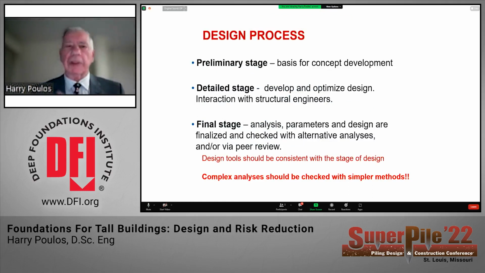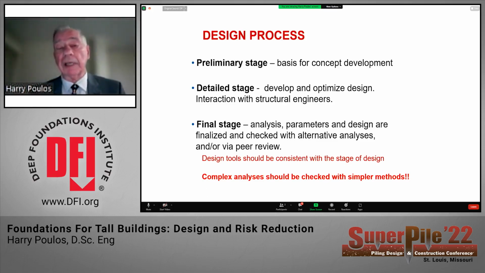We, in our practice, have a three-stage process of design. A preliminary stage where we just try and develop the concept for the foundation system, and we use relatively simple approaches to do that. Then we have a detailed stage where we develop and optimize the design, interact with our structural colleagues, and that involves generally the bulk of work. We then have a final stage where we finalize the design and the parameters. We check with alternative analyses, and also importantly, we have a peer review, if not at that stage, then preferably actually right the way through.